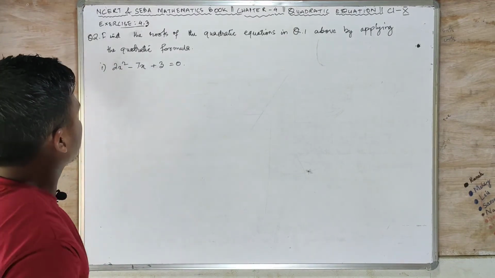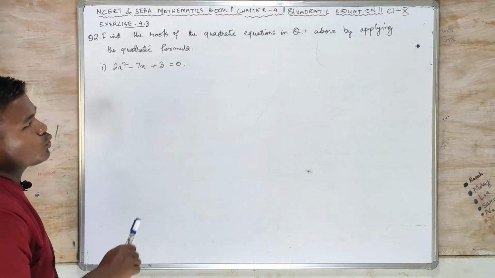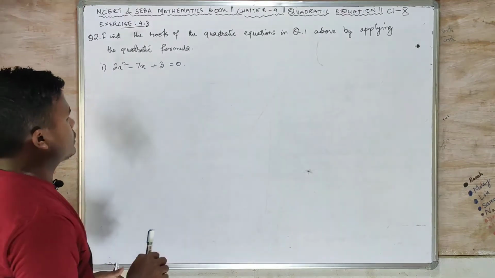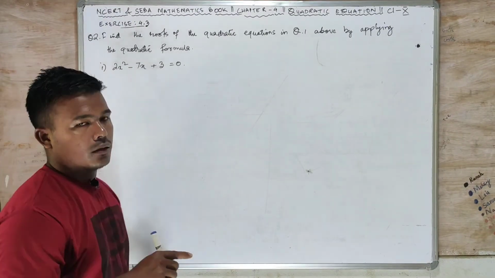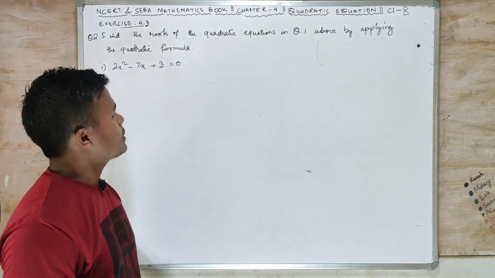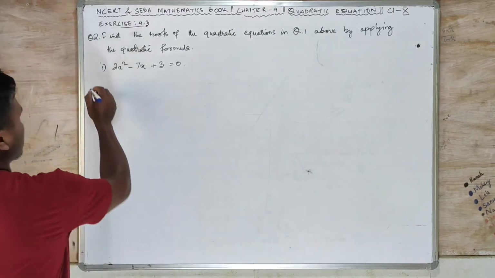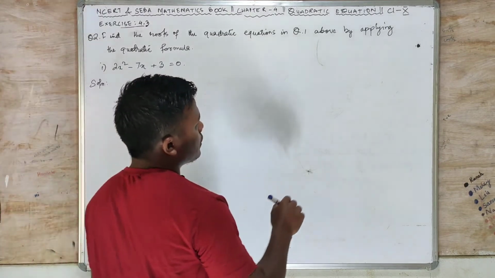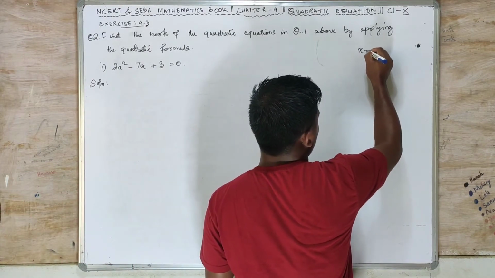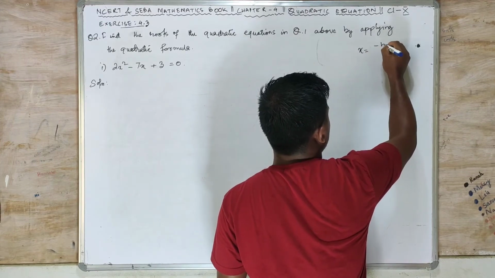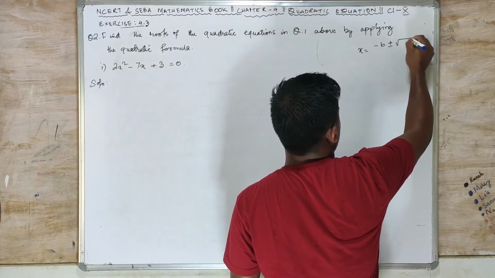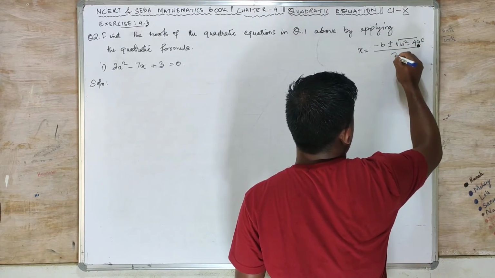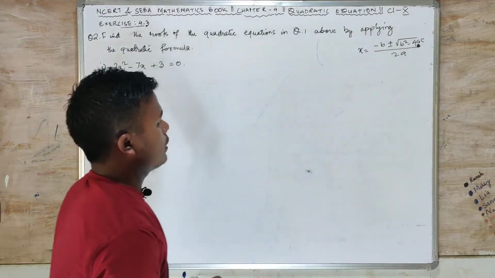So in question number 2, see, find the roots of the quadratic equation in question 1 above by applying the quadratic formula. This time you have to use the quadratic formula. Before, we have done it using the completing square method, this time we will use the quadratic formula. The quadratic formula will be like this: x is equal to minus b plus minus square root of b square minus 4ac, divided by 2a. This is your quadratic formula.